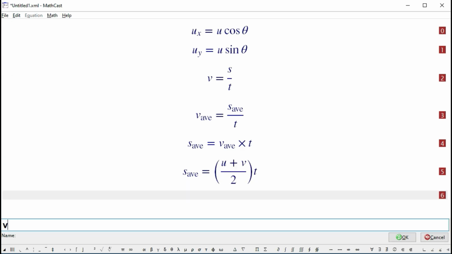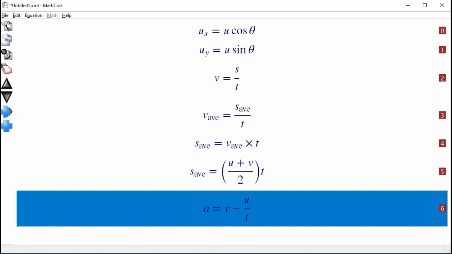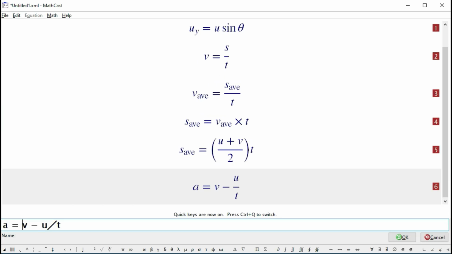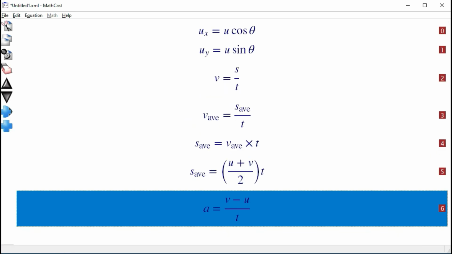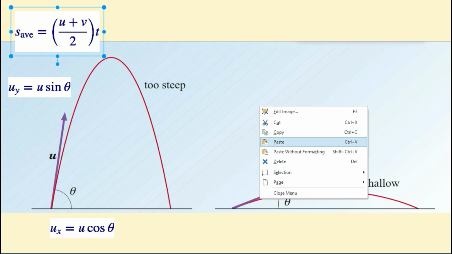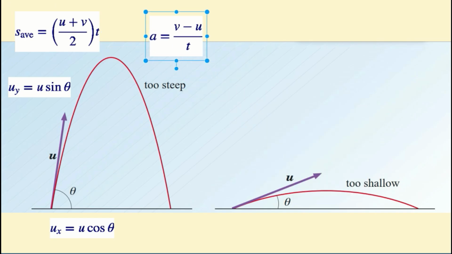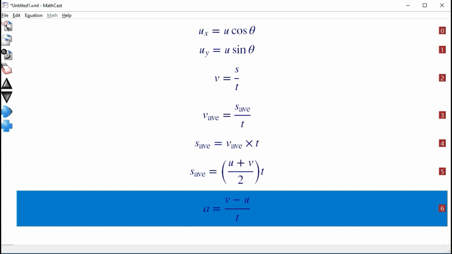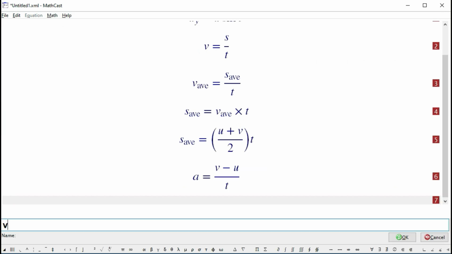So the definition of acceleration is v minus u divided by t. How does that look? Oh, not good. I want it on the same line, so we do our left one and our right one. There we go. Acceleration is v minus u divided by t. Control C that and put it on the screen again. And then the more common way of writing that is v equals u plus a t.